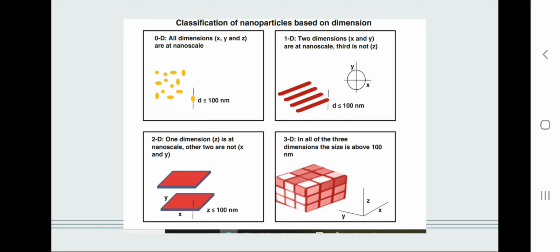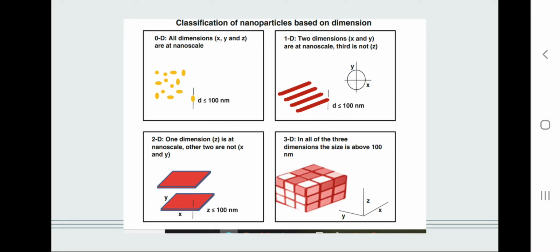If x, y and z are all in nanoscale, then we call it a 0 dimension nanomaterial. If 2 of the dimensions are in nanoscale, we call it a 1 dimension nanomaterial. If one of the dimensions is in nanoscale, we call it a 2 dimension nanomaterial.